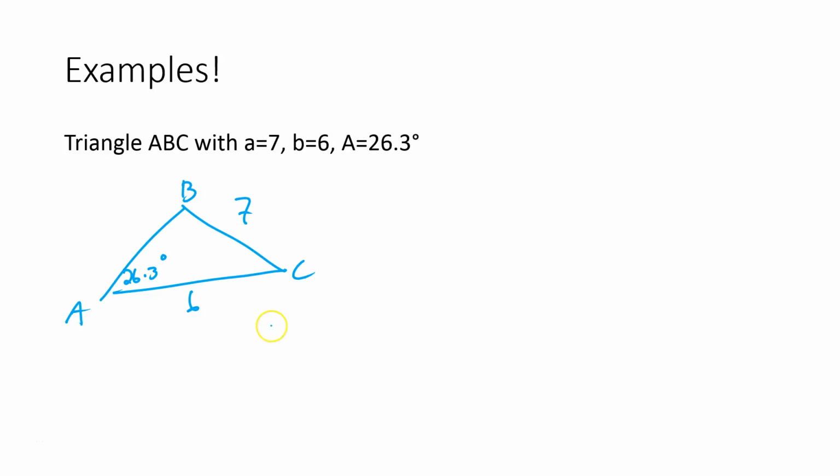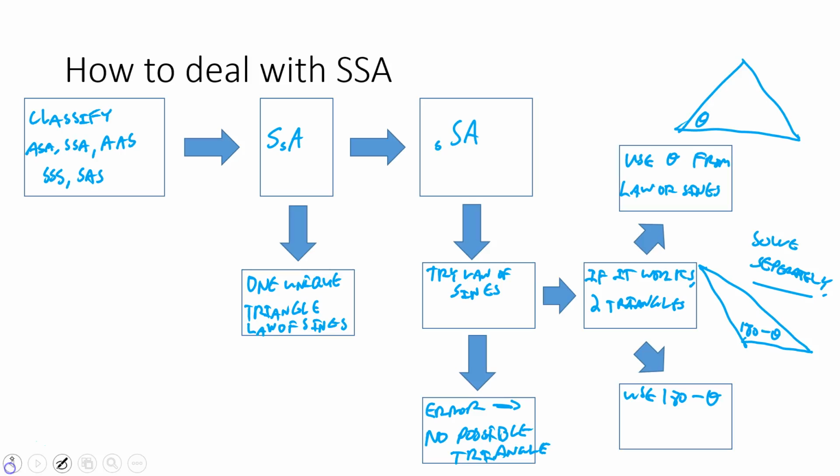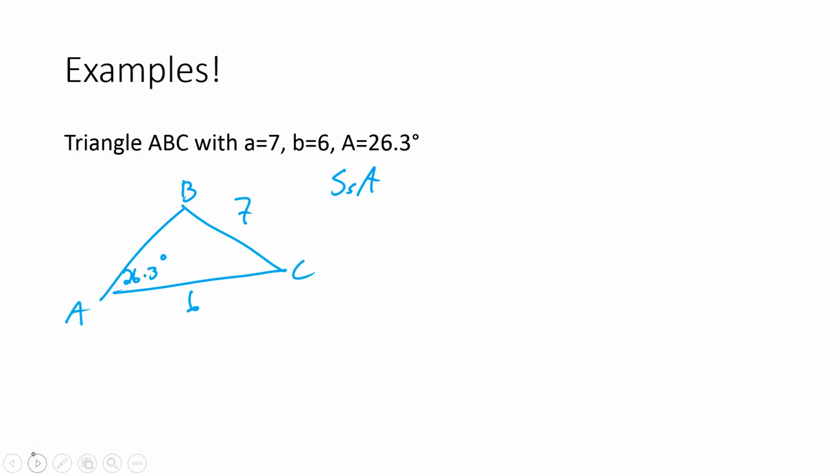So first we're going to classify our triangle. It looks like we have big side, little side, angle. Big side, little side, angle. So let's go back to our flowchart. There we go. So big side, little side, angle, we're in luck here. That means we're going to have one unique triangle. All we do is use law of sines. So let's do that. So we have to use the 26.3 degrees and the 7.